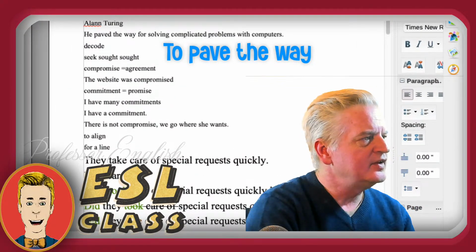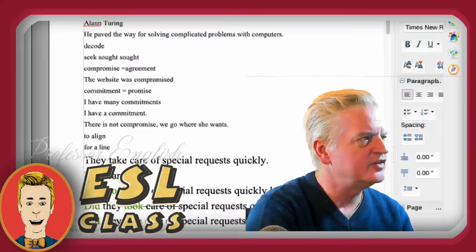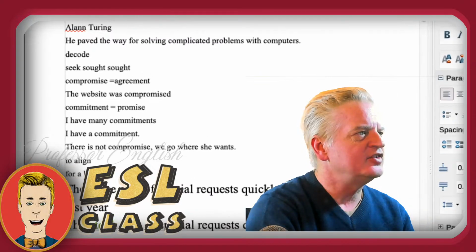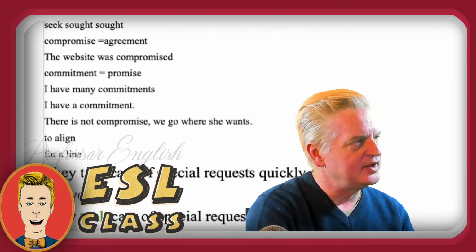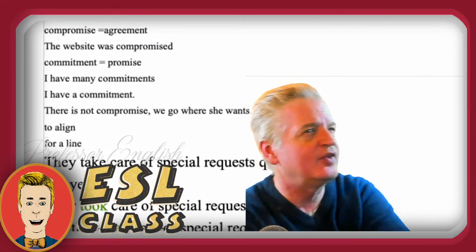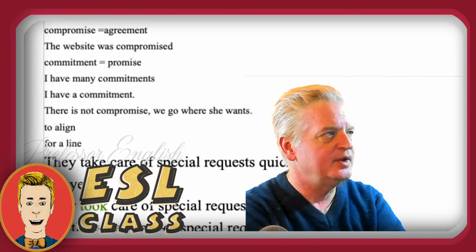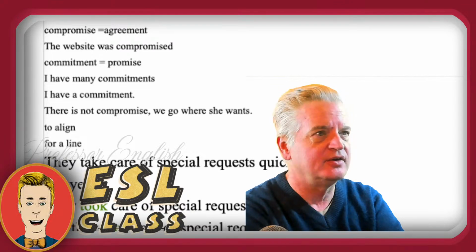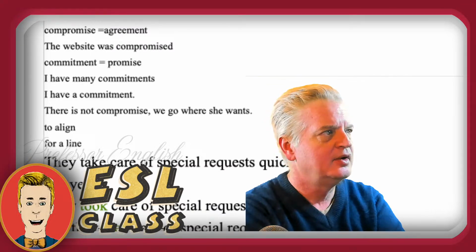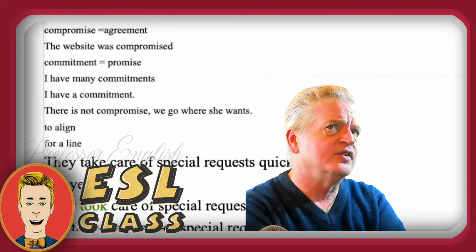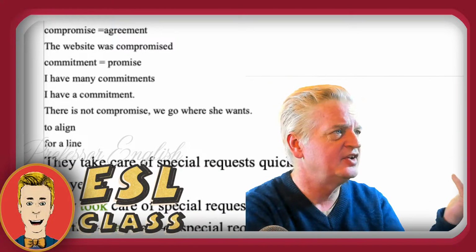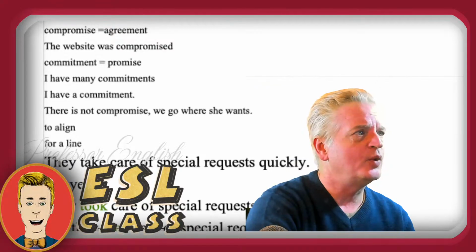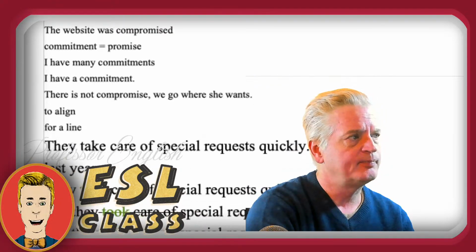Now, the next thing, this is a problem that people who speak Spanish have very much. Because in Spanish, there's a word compromise, which means like a promise. But in English, the word compromise doesn't mean promise. It means an agreement, a type of agreement. Or it could mean that there's some kind of security fault. So, for example, the website was compromised. It means someone hacked the website.